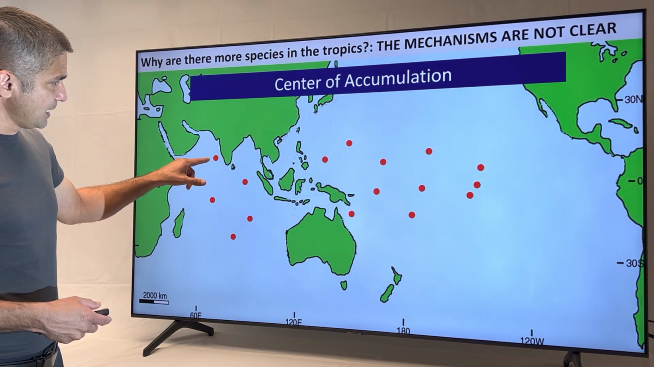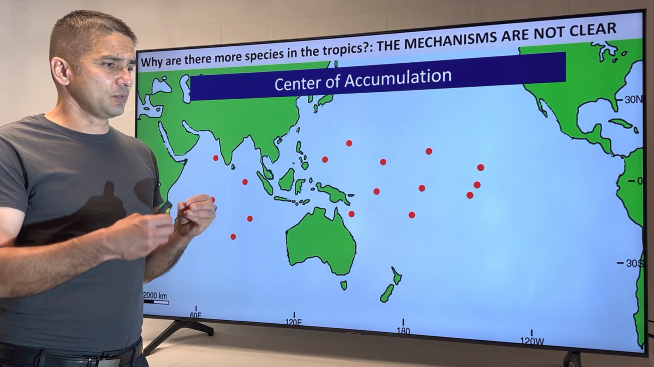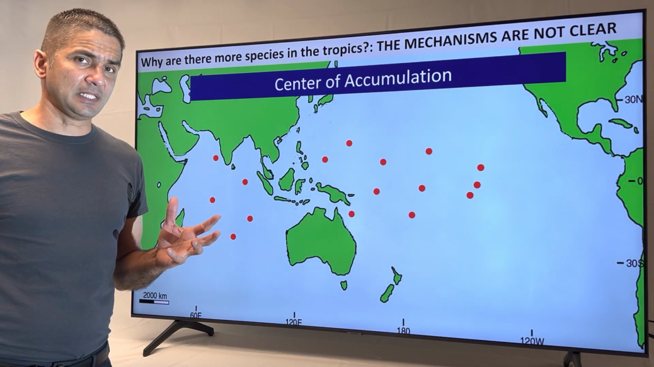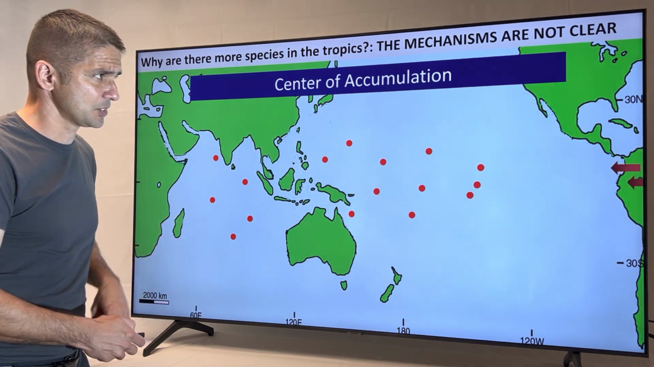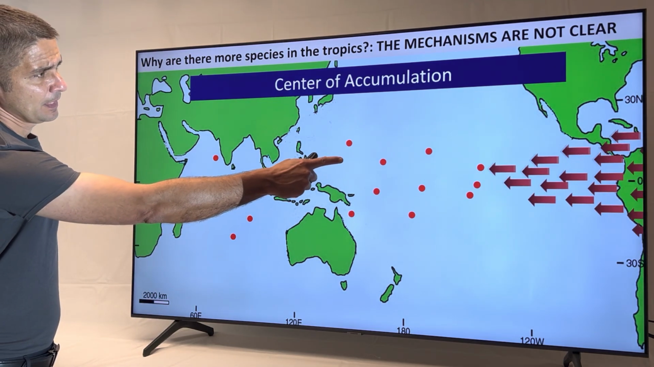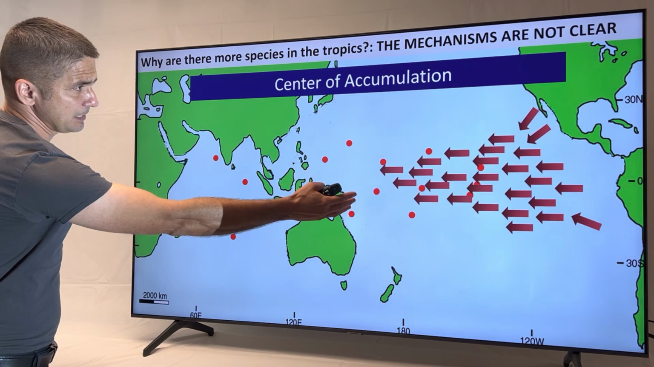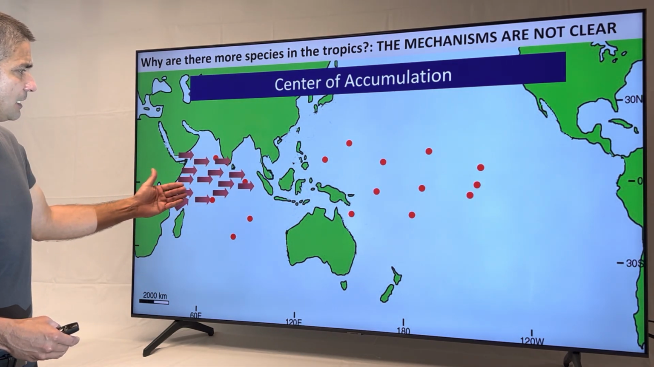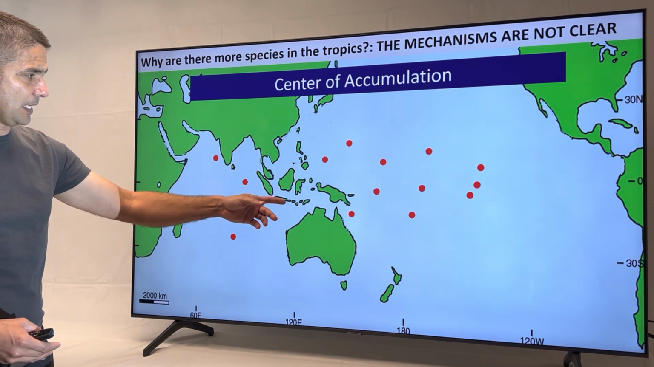The other idea is what is called the center of accumulation. This idea suggests that these red points here indicate areas where species are originating, and they are originating all around the Indian and Pacific Ocean. But when you look at the currents of this region, you find that on the Pacific side the currents normally flow towards the IPR, and in the Indian Ocean the currents normally flow towards the IPR as well.